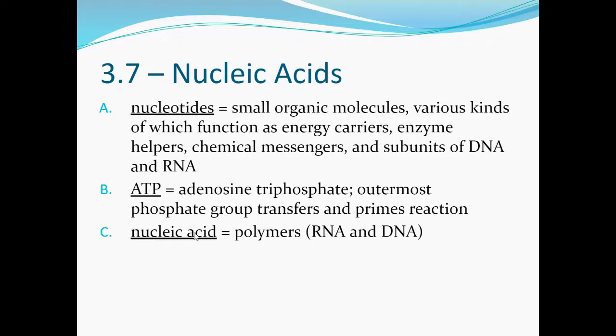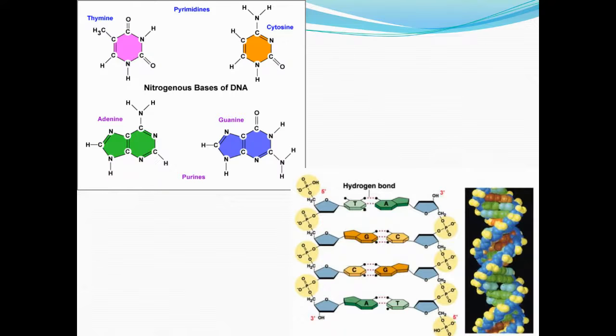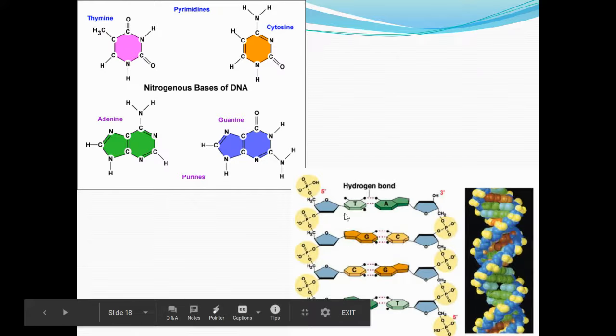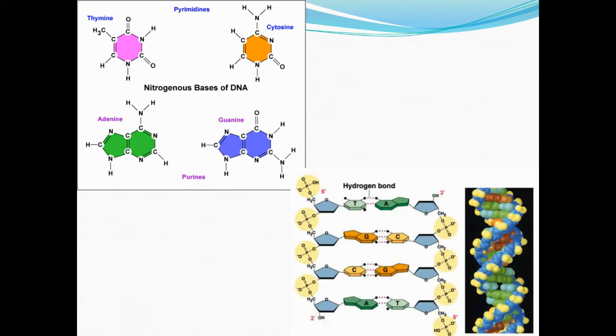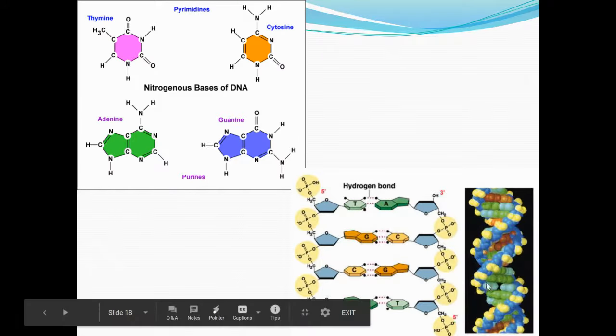Nucleic acids, these are the polymers. So generally we're saying RNA, which is ribonucleic acid, or DNA, which is deoxyribonucleic acid. Here is one nucleotide, as I'm outlining. Here's another nucleotide. So how many do we see here total? 1, 2, 3, 4, 5, 6, 7, 8, held together by hydrogen bonds. So then you put a bunch of these nucleotides together and you can get that spiral staircase, that double helix, that DNA structure.